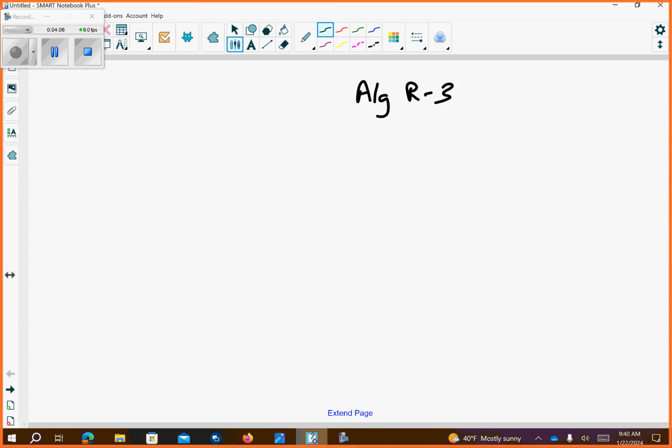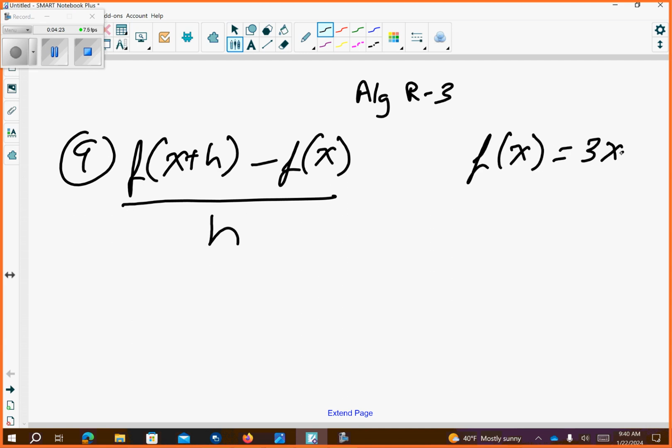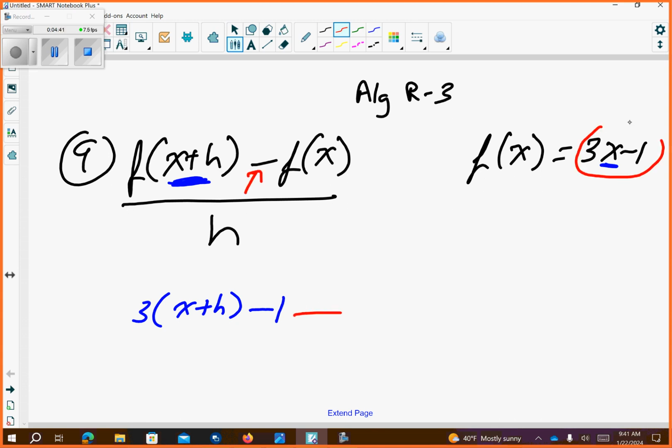So, bless you. Number 9 is one that you won't be able to do on the calculator, but they want us to do f at x plus h minus f at x all divided by h. And they tell us up above that f of x is equal to 3x minus 1. Okay? So the first thing I'm going to do is I'm going to plug this in for x right here. So I'm going to get 3 parentheses x plus h minus 1. And then I have this minus here. And I'm going to subtract this whole thing. So I'm going to put this in parentheses because I'm subtracting it. And I'll have to distribute over.